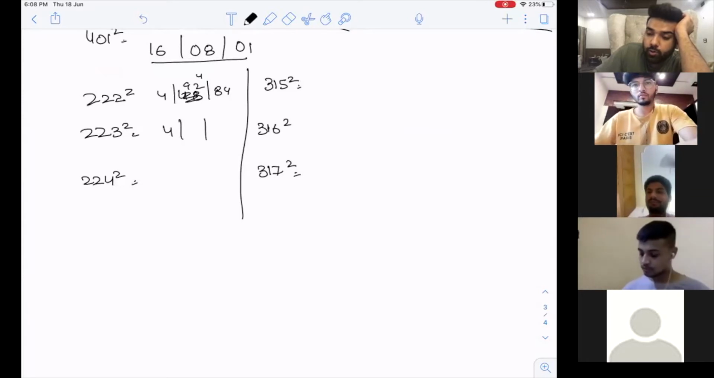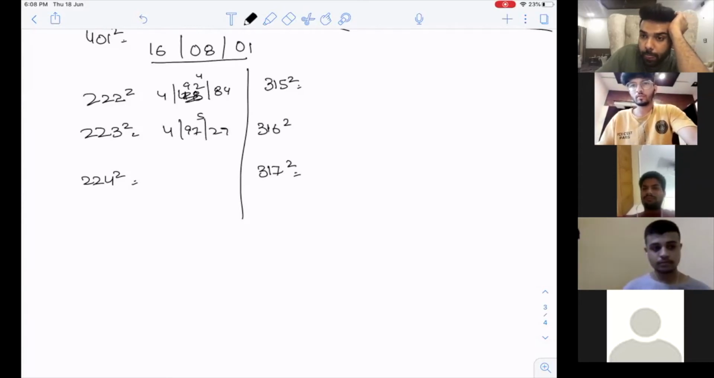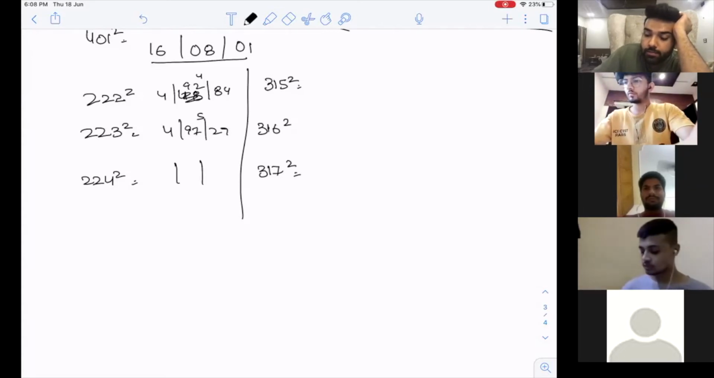2 square, 4. 23 square is 529. 5 gets carried forward. 23 plus 23, 46. 46 twos are 92. 92 plus 5, 97. Clear? This is where the problem might come. That's why I just want to do it.